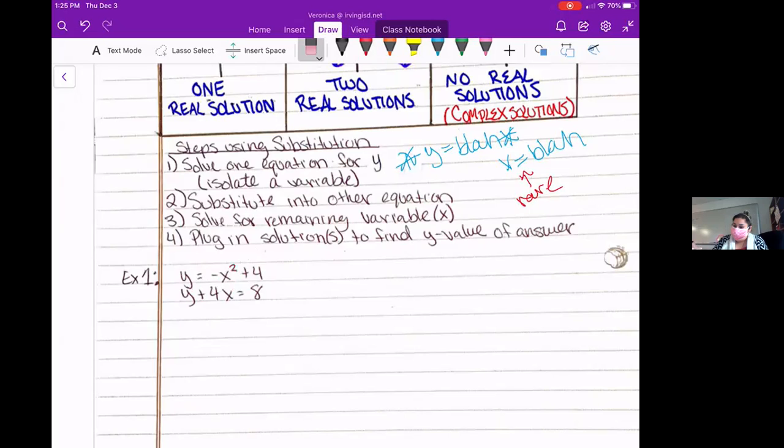Okay, so example 1. You should notice that we already have an isolated variable, right? We have this y equals negative x squared plus 4, and we have a y in the second equation. So I'm gonna go on ahead and substitute this expression in for the second one. We've done this before, so we should have an idea of how to do this. So we're gonna end up with negative x squared plus 4 in parentheses, right? Because we're substituting that in, plus 4x equals 8.